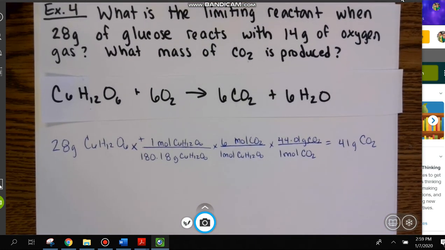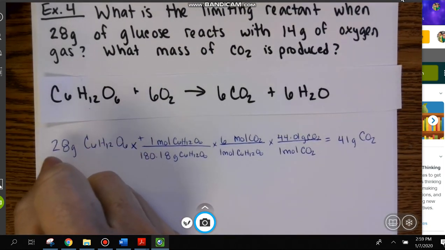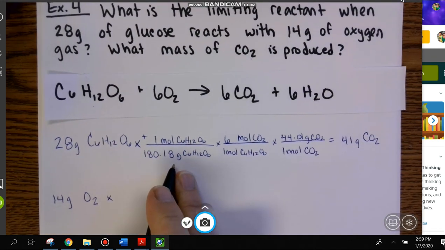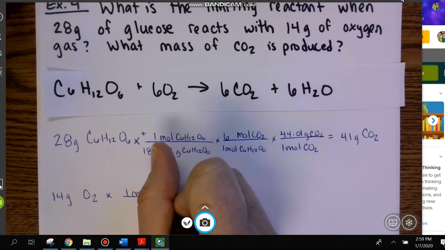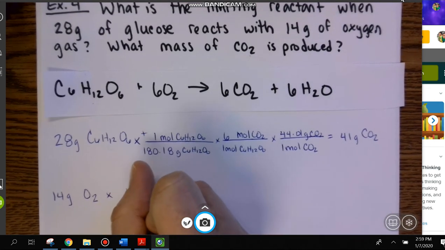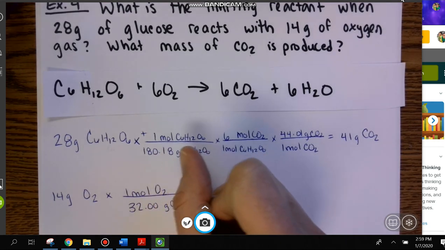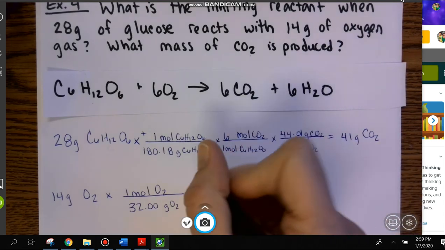Moving on, I need to use my 14 grams of oxygen because I need to find out what's my limiting reactant. What is going to produce the least amount of CO2? So I start here with 14 grams of oxygen. We're going to do the same process we just did up here. So for every 1 mole of oxygen, I know from the periodic table that I have 32.00 grams of oxygen. That's my molar mass.